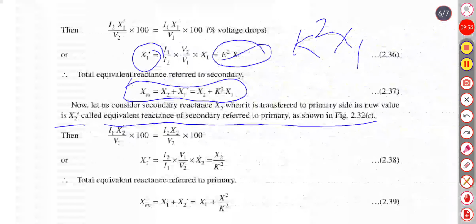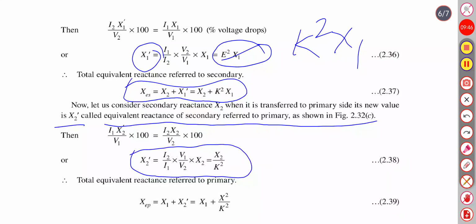So in this case, I1 X2 dash upon V1 equals I2 X2 upon V2. Therefore, X2 dash will become X2 upon K square, and the total equivalent reactance referred to primary will become X1 plus X2 upon K square.